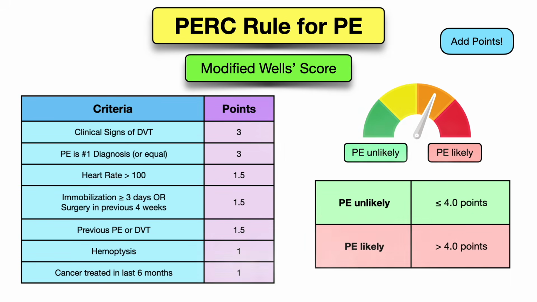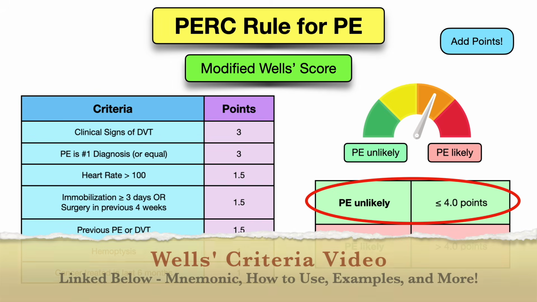A modified and simpler version, called modified Wells, is a score of 4 points or less is PE unlikely, and a score of more than 4 points is PE likely. Again, the one that matters to us is the low-risk PE unlikely group. Make sure to watch our full video on Wells criteria to learn more about how to use Wells. The video is linked down below.